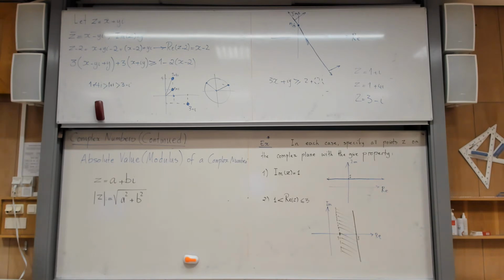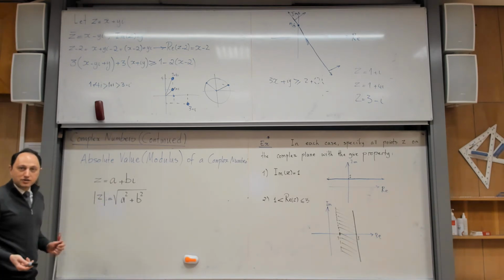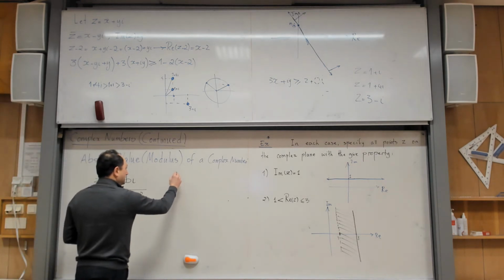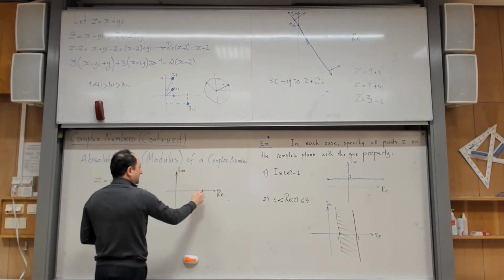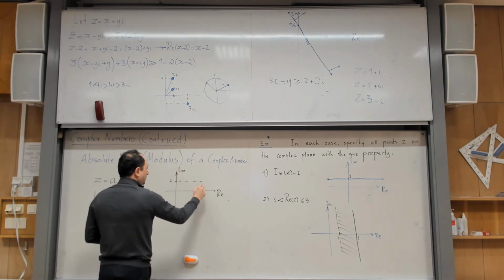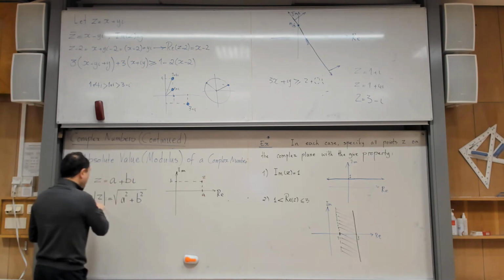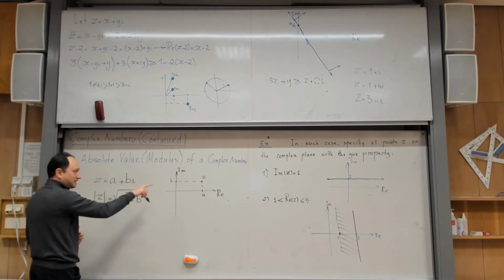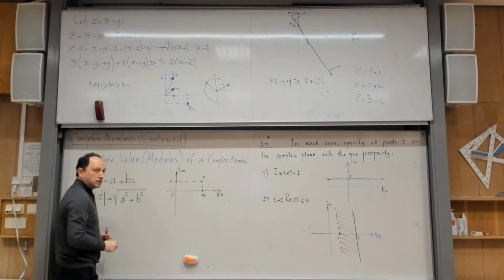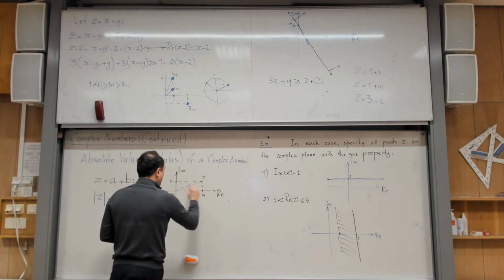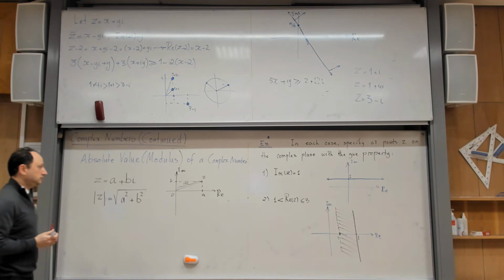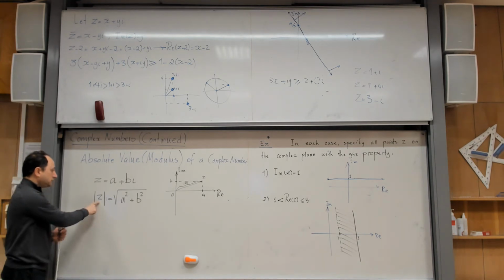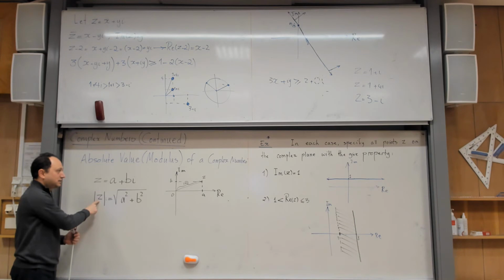That's very simple. And what is the geometrical interpretation of the absolute value of a complex number? If I have the real axis and the imaginary axis, and here is A, here is B, and this is my point, the absolute value of z is exactly the distance from z to the origin. If I take this one from here to here, that is the absolute value of z. So remember, the geometrical interpretation of absolute value is a distance: the distance from the point on the complex plane to the origin.